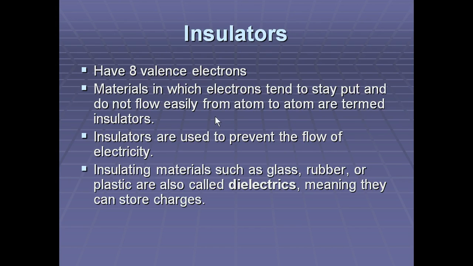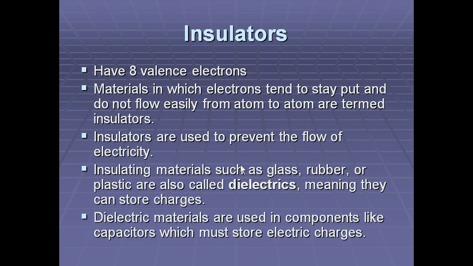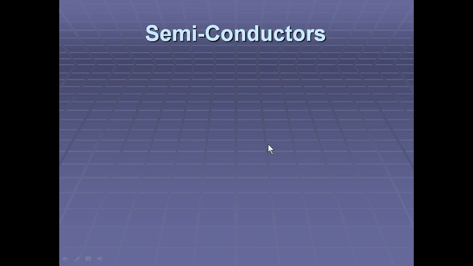Let's see. Now the insulating materials such as glass, rubber or plastic are called dielectrics, meaning they can store charges. Means they can have charges which can embed into them. They can store the charges, and dielectric materials are used in components like capacitors, which must store electrical charges.